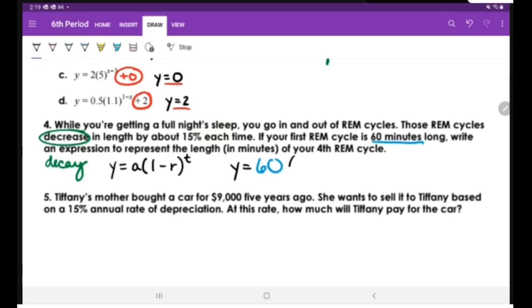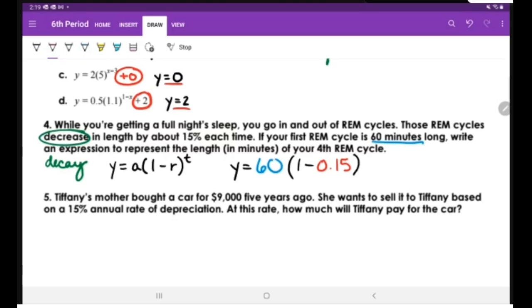And then we have 1 minus rate. What's our rate? 15%. Good job remembering. You have to slide that decimal over. Our rate is 15%, but when we write it in our problem, we have to write it as a decimal number. So that's 0.15. And then what is our T?